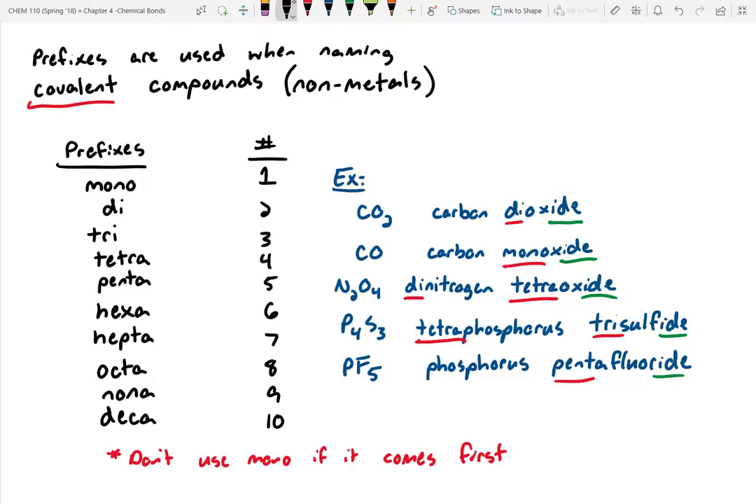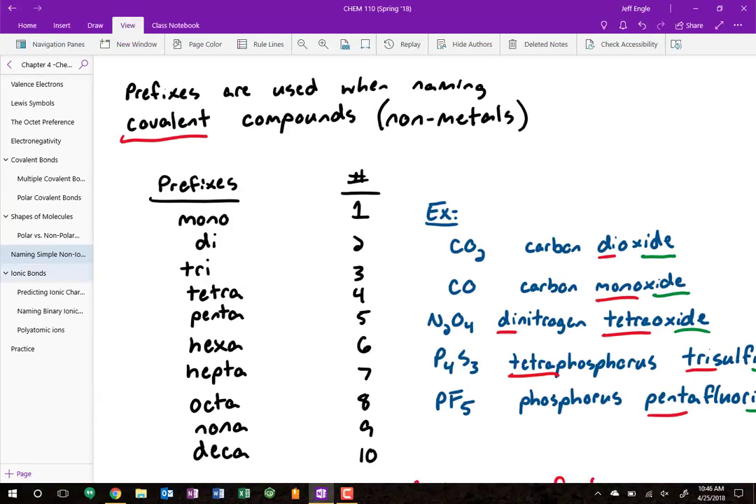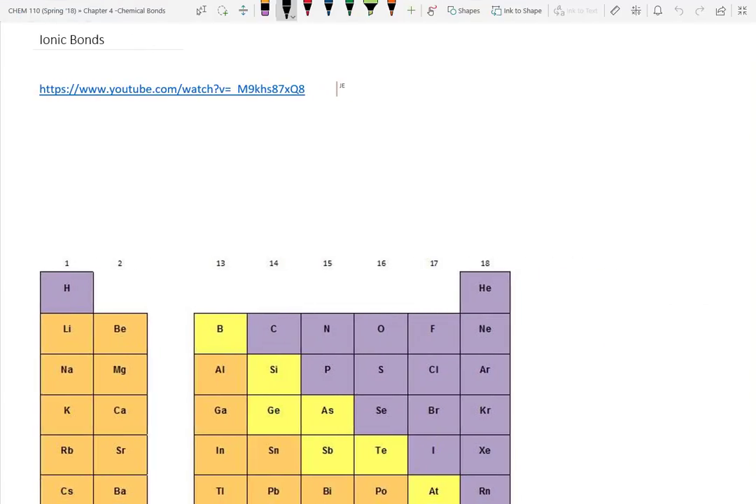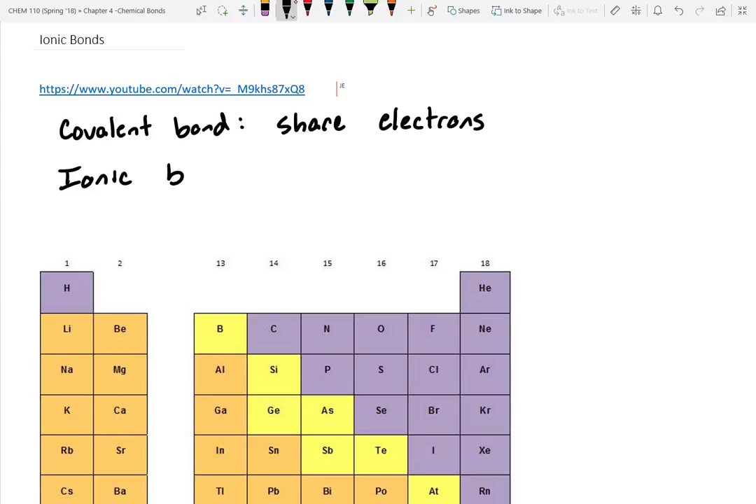All right, so now we've got to switch gears and talk about ionic bonds. We spent a fair amount of time on covalent bonds. And let's first define the difference. So we said covalent bonds. What happens with the electrons in a covalent bond? Yeah, they share electrons. And ionic bonds are different. They don't share electrons. What happens in an ionic bond? Yeah, a transfer of electrons.